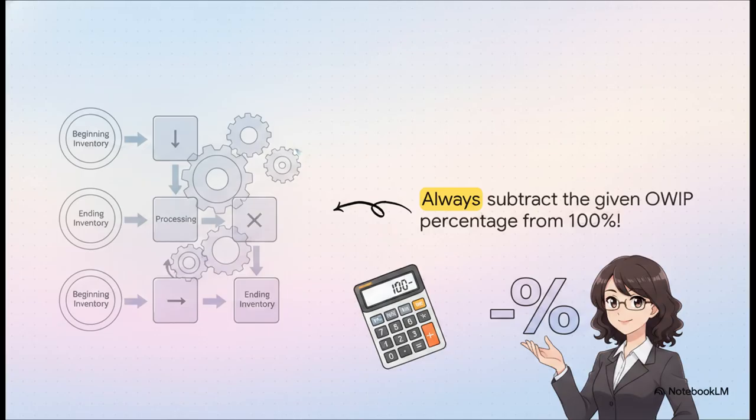When you're looking at the degree of completion for opening WIP under the FIFO method, you must subtract the given percentage in the question from 100%. If the question says OWIP is 70% complete, you have to assume that was already done in the previous process. You only process the remaining 30% today. Never, and I mean never, copy the question's percentage directly into a FIFO table.